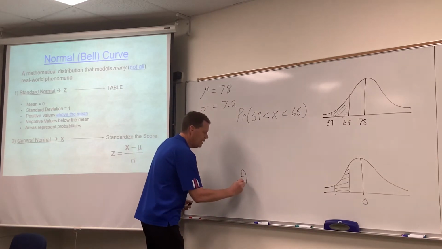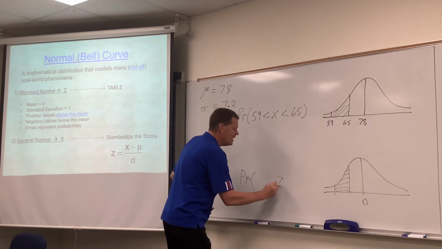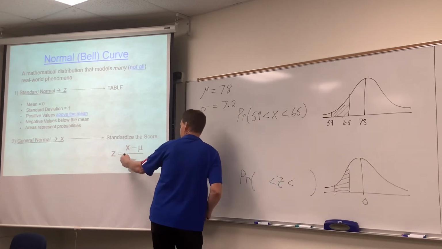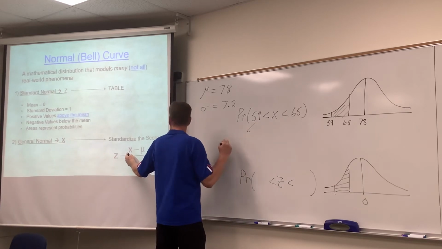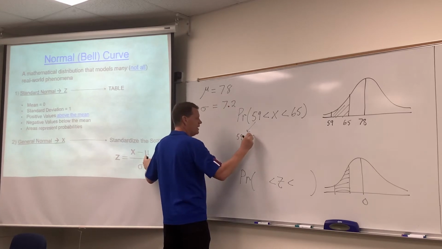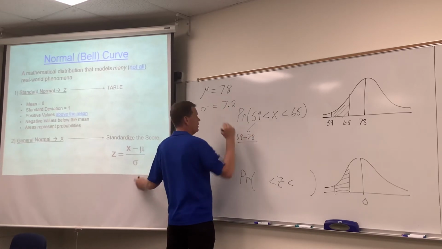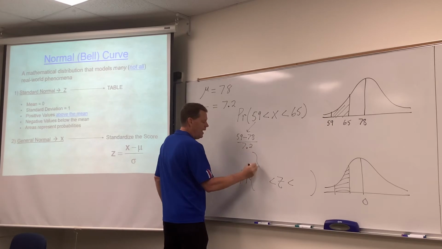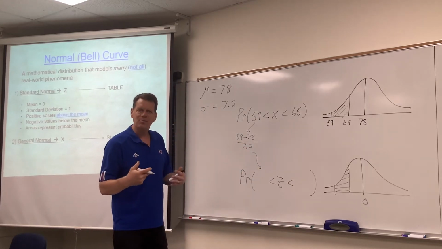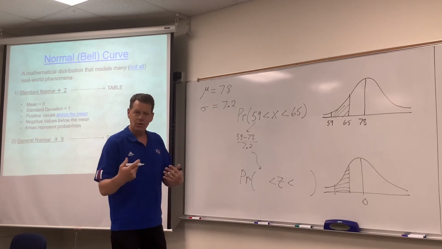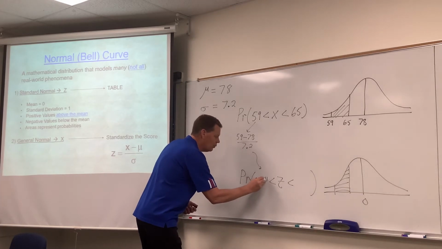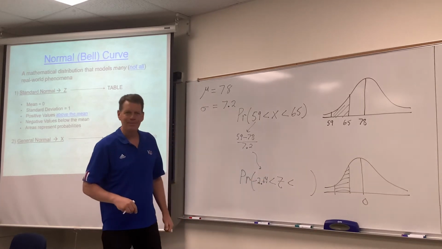So let's change that x into a z, and let's standardize both of those ages using this. So on the 59, that would be 59 minus the mean of 78, divided by the standard deviation of 7.2. And again, I'll remind you to round these to 2 decimal places, because the table we're using goes out to 2 decimal places. And that crunches out to negative 2.64. All right, I did that in my head, right?